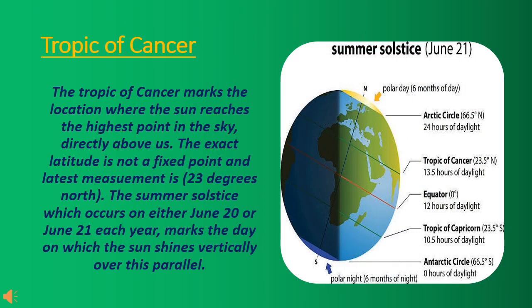Tropic of Cancer. The Tropic of Cancer marks the location where the sun reaches the highest point in the sky, directly above us. The exact latitude is not a fixed point, and latest measurement is 23 degrees north. The summer solstice, which occurs on either June 20 or June 21 each year, marks the day on which the sun shines vertically over this parallel.